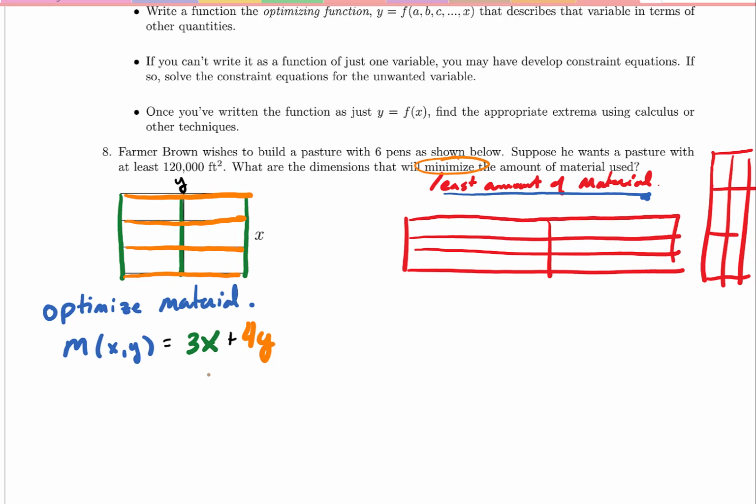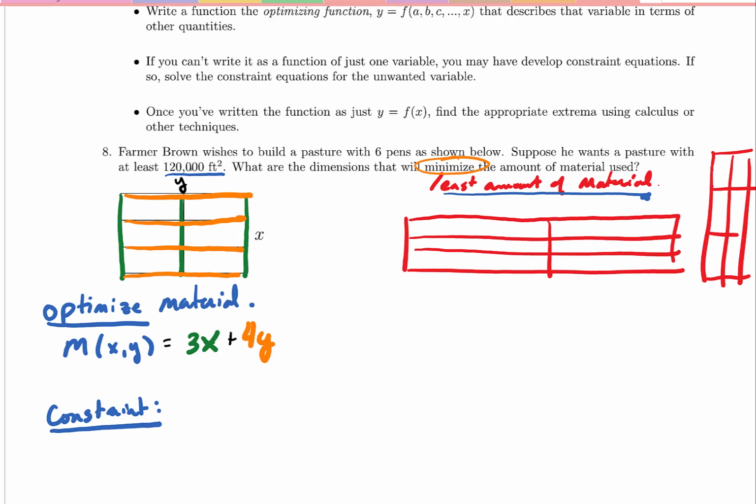So our strategy then is going to be to use the constraint to eliminate one of the unknowns in this function. So we need to come up with a constraint equation here. And the constraint equation is what limits you, or it's some extra requirement that you must satisfy in order to satisfy the real-world problem. And here we're told that he wants a pasture with at least 120,000 square feet. Okay. You could make it bigger than 120,000 square feet, but I think we'd agree that if you found a pasture that had more than 120,000 square feet, you could just shrink down the dimensions until you got exactly 120,000.